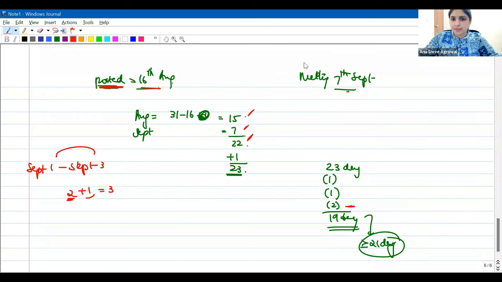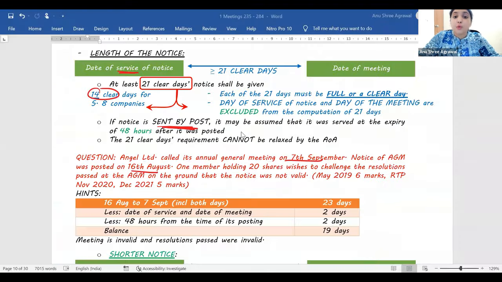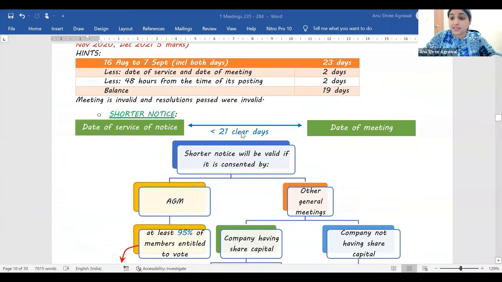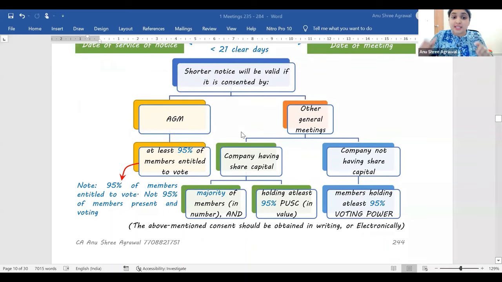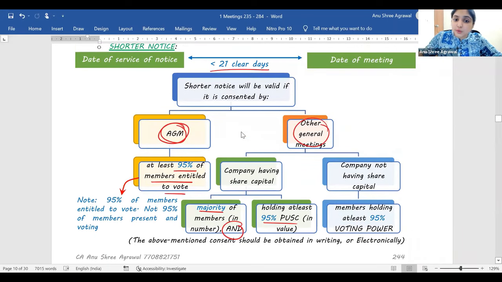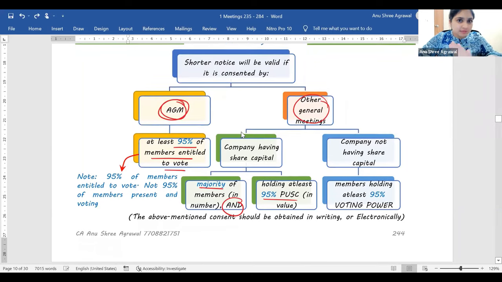Now, going back to my story of notice, what if I send a shorter notice? What if I send a notice less than 21 days gap? Then what will happen? If it is less than 21 days, we will see, is it an AGM or is it any other meeting? If it is AGM, then if you are able to get consent of 95% of the members who have the right to vote, even though shorter notice, it's okay. If it is any other meeting, then we need consent of majority of members and they must also be holding 95% shares. Okay, so can I send a notice with less than 21 days gap also? In that case, meeting will become invalid.